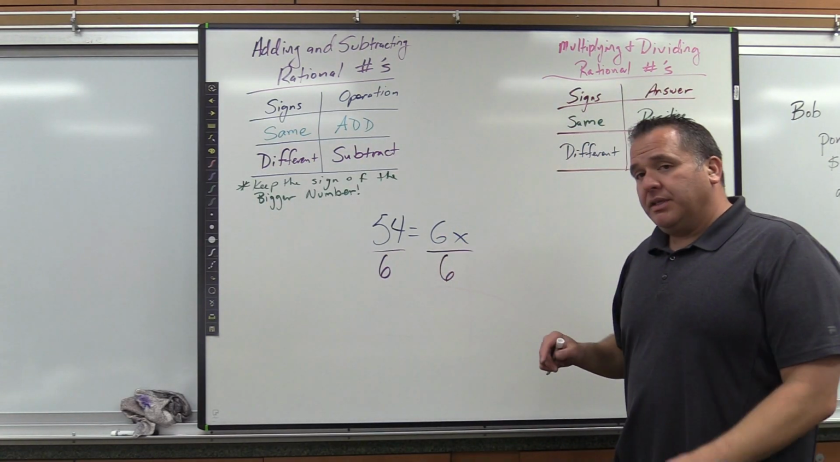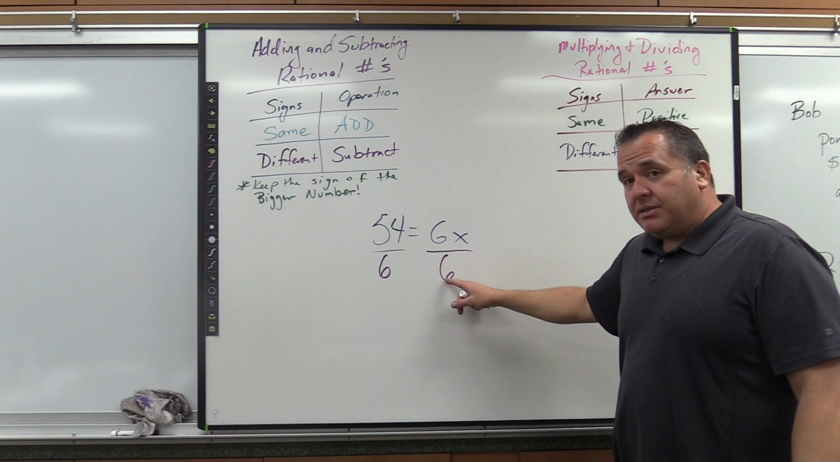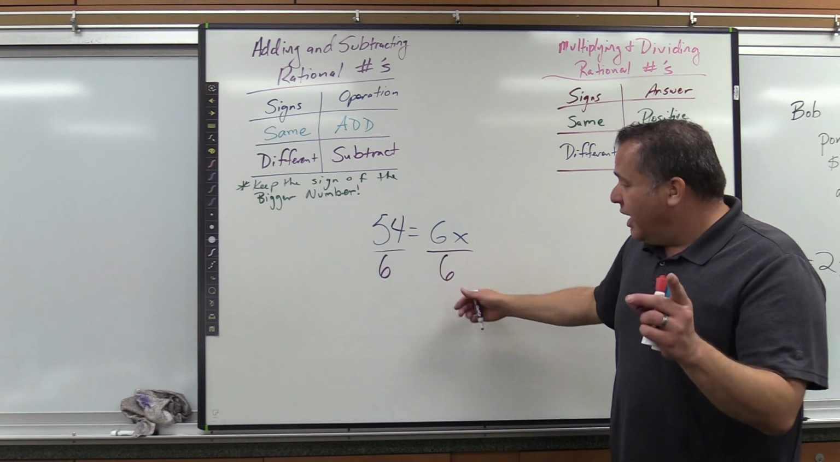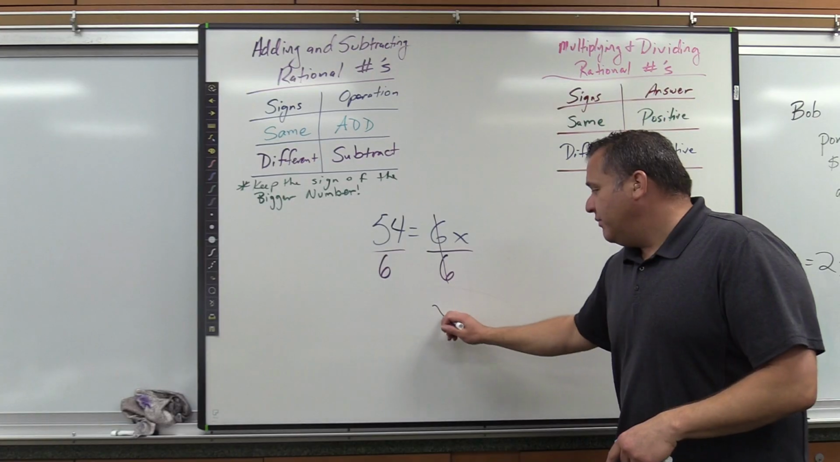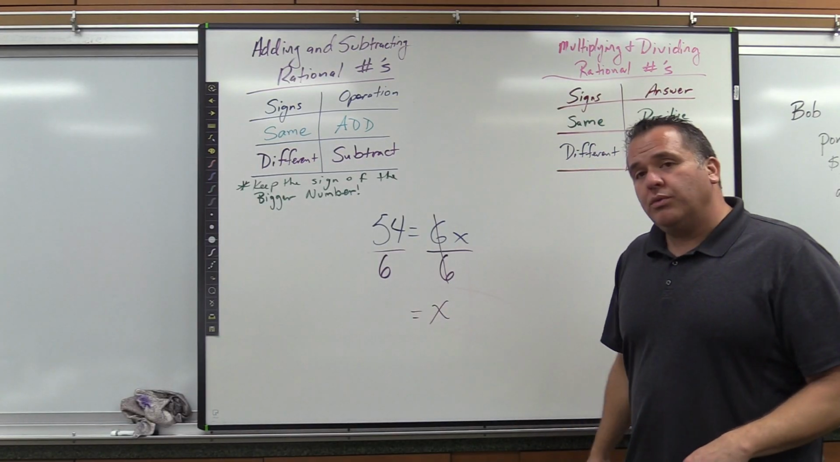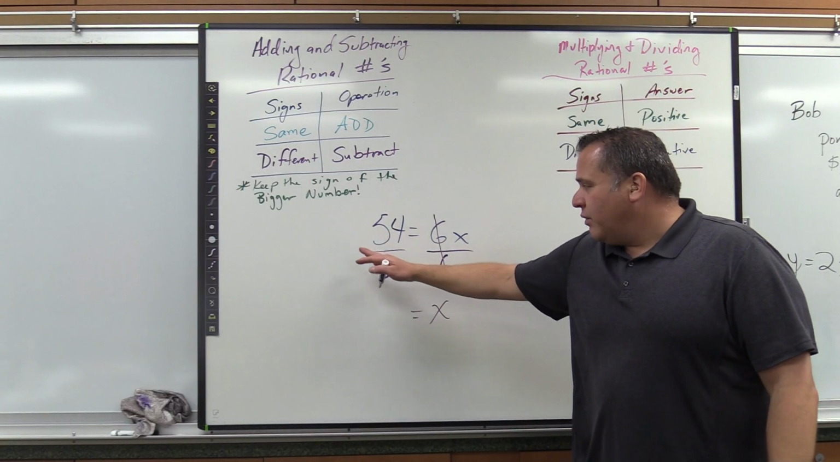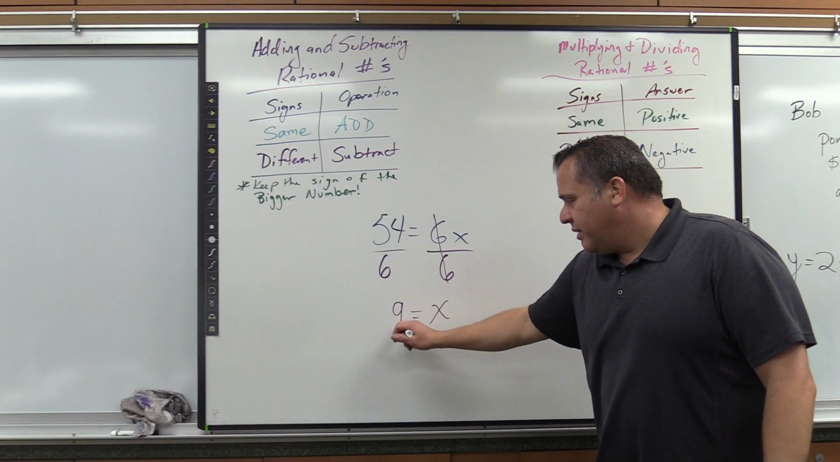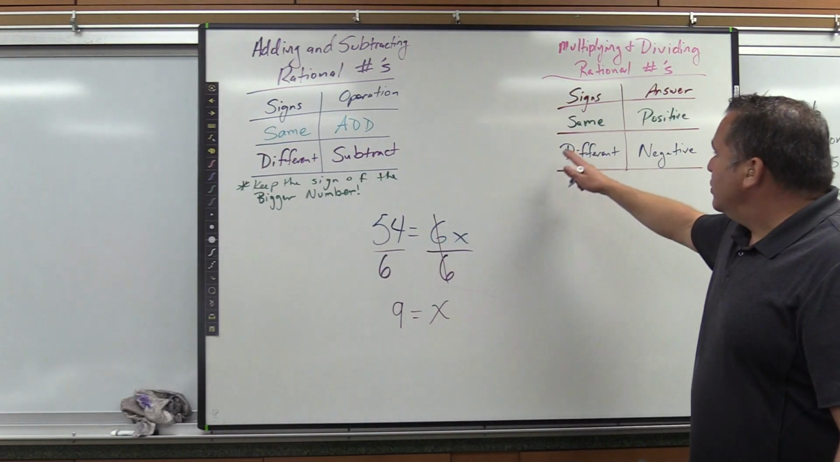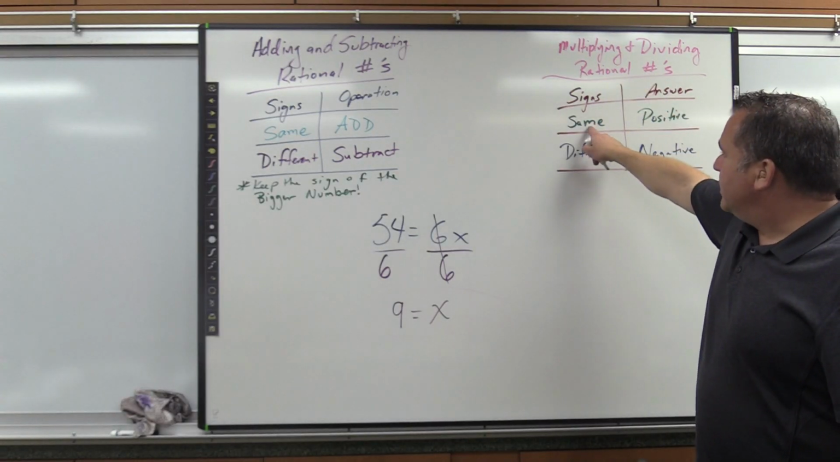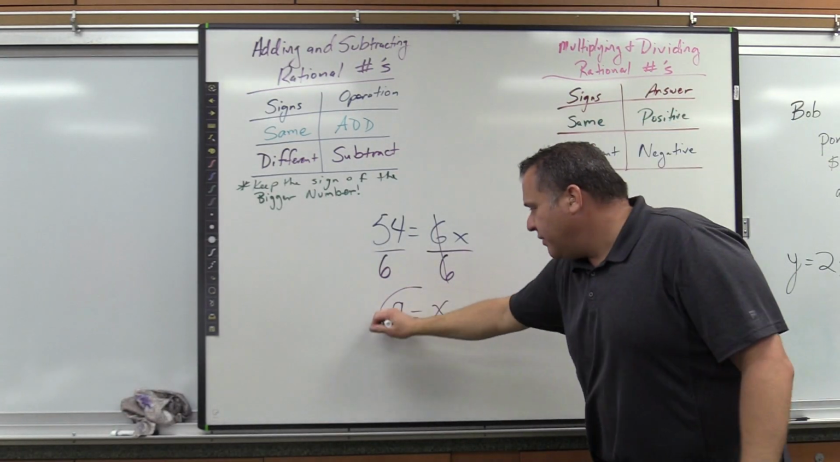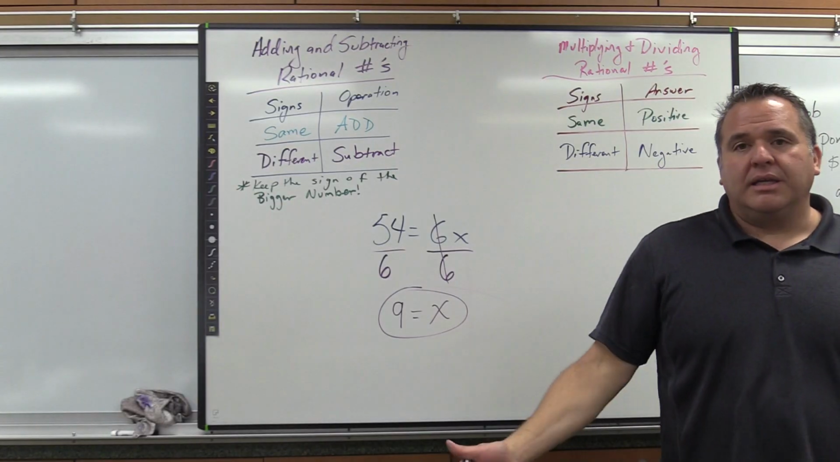Positive 6, positive 6. Now what's 6 divided by 6? 1. And 1 times x is x. So those will technically cancel out, leaving me with x, which is equal to 54 divided by 6, which is 9. They're both positive, so the signs are the same. See how we jump to this side? Because this is multiplying and dividing. Signs are the same, so the answer is positive. So 9 equals x. And that's it.